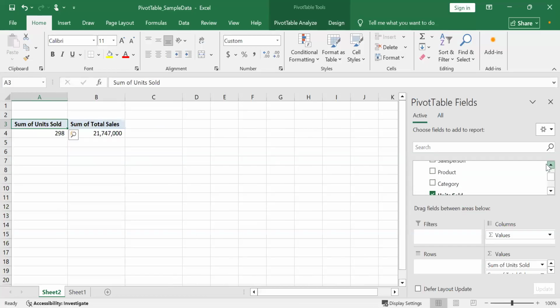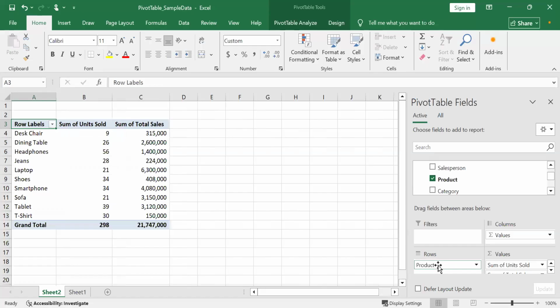Let me look at it based on product. I'm teaching you how to look at things from a bird's-eye view. So I'm putting the values and I'm measuring them against various metrics. Do you understand? Exactly. So now we have various products under the company. We have desk chairs, dining tables, headphones, jeans, laptops, shoes, smartphones, sofa, tablets, and t-shirts.